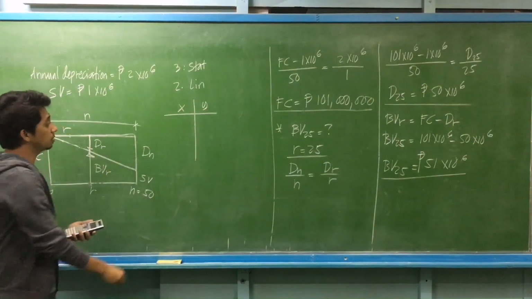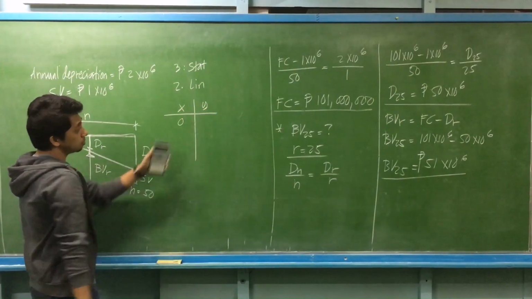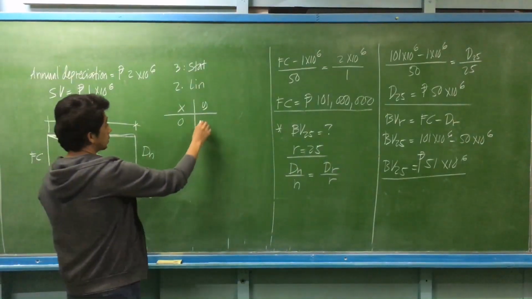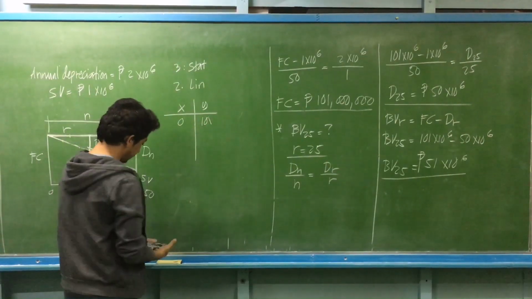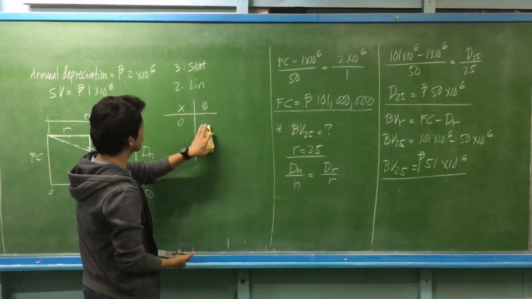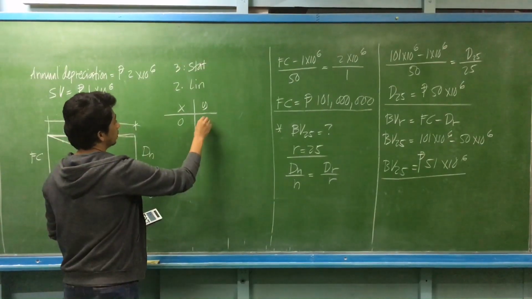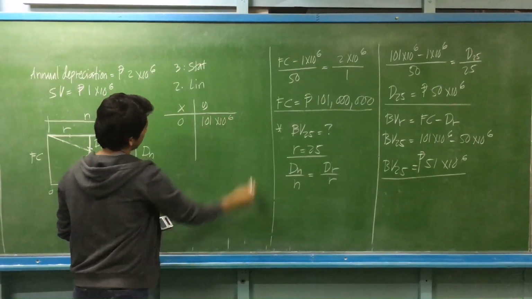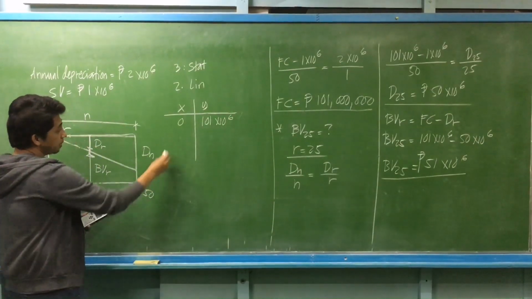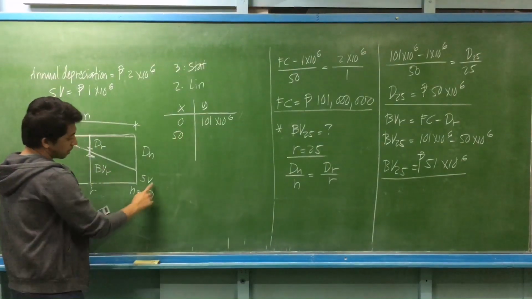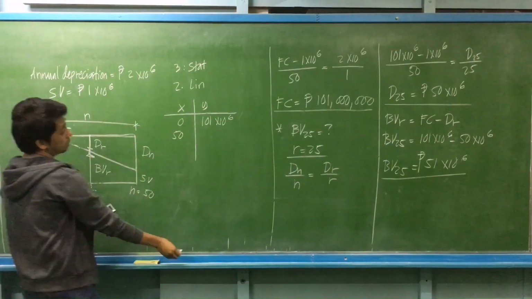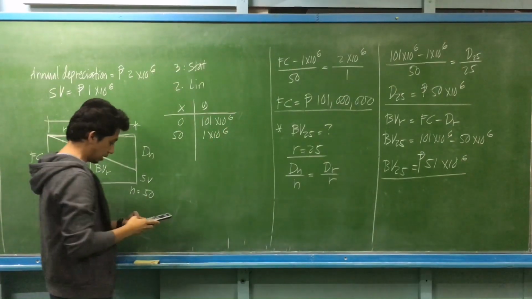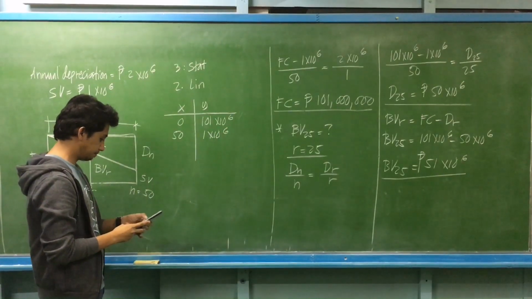Maglagay lang tayo ng data. At 0, yung year, ano yung value ng property, yun yung first cost. That is yung 101 million. Our first cost. So 101 times 10 raised to 6, 101 million. After 50 years, ang value niya is yung salvage value natin na 1 million. This is 1 times 10 raised to 6. So, lagay natin yung data.